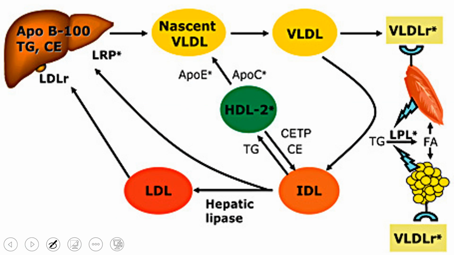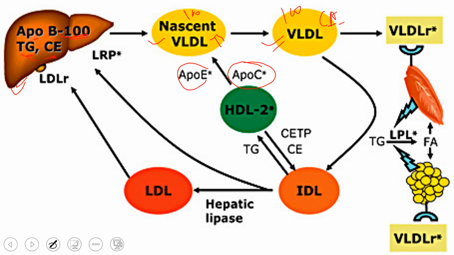Now we'll see some of the pictures. This is the liver. The liver has ApoB100, importantly, triglyceride and cholesterol ester. It combines and gives us nascent VLDL, which has B100, triglyceride and cholesterol ester. This nascent VLDL gets ApoC2, ApoC3 and ApoE from HDL and is converted into VLDL. So now it has B100, C2, C3, ApoE, triglyceride and cholesterol ester.